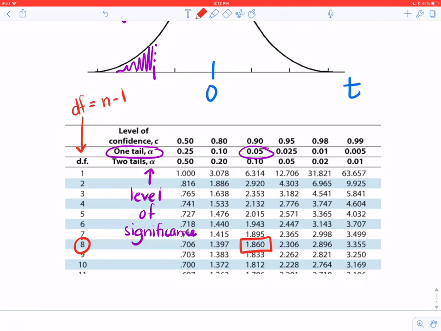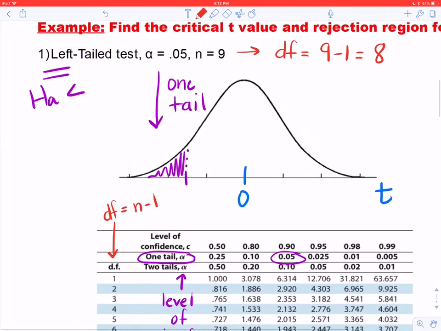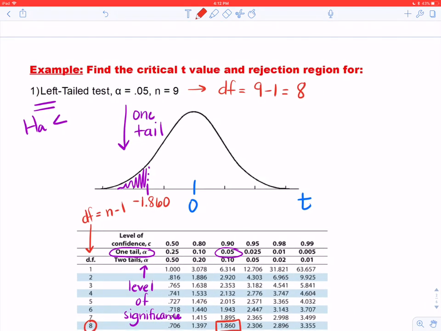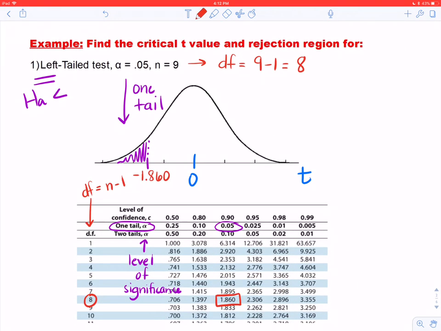Now, the one thing you will have to note about using the t-table is that it only gives you positive values. So you will have to remember, if you have a left-tailed test, then your critical value is always going to be negative. And you'll see that if you do a sketch. So critical value here would be negative 1.860 because it is a left-tailed test. Now, just like I told you for Z, I like to do my rejection regions with a sketch, but if you're asked to kind of write this out, just like we did before, the critical value is what you get from the table.